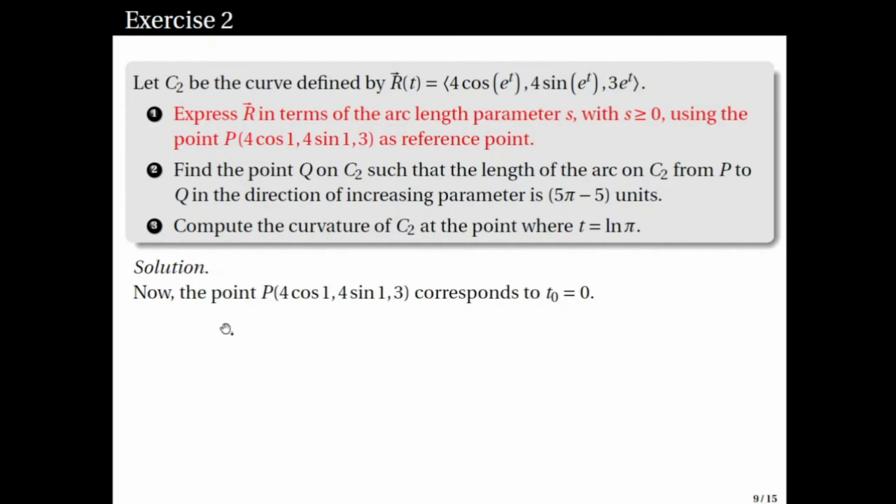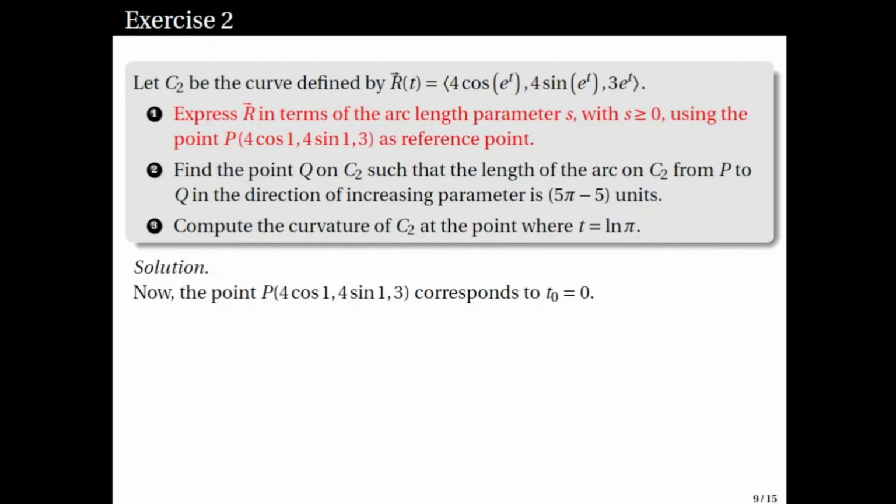Now, the point P, or a reference point, corresponds to t naught equals 0. So to solve for t naught, you can just equate these three components to its corresponding coordinate here. Let's say, for example, I will choose the third one because it's easy to solve. You have 3e to the t equals the third coordinate 3.